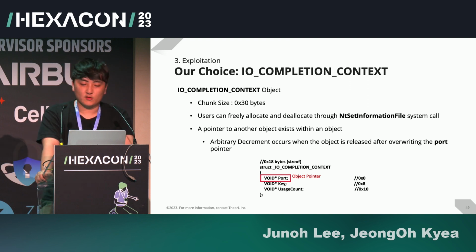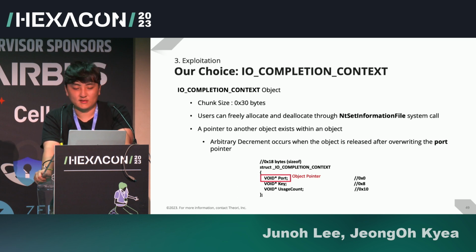So the object we chose is the I/O completion context. There are actually numerous objects that satisfy conditions 1 and 2 in the Windows kernel. But since it would be better if the spraying is convenient, we found an object whose allocator reference is an NT system call name. So this object can be freely created and released using NtSetInformationFile, and has another object called port as an object member. Also, other members are not very important.